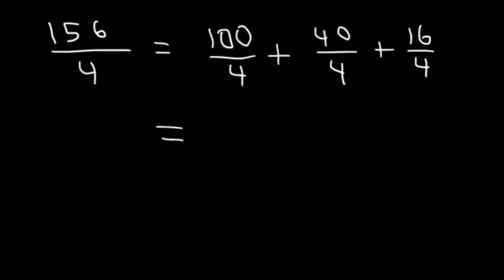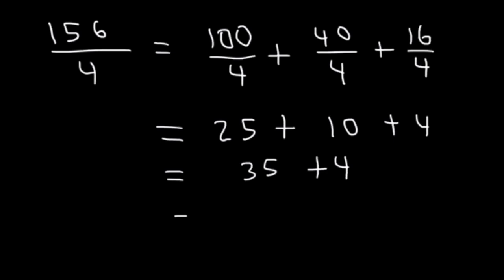Now how many times does 4 go into 100? You know 4 quarters is $1, so 100 divided by 4 is 25. 40 divided by 4 is 10. 16 divided by 4 is 4. Now 25 plus 10 is 35. 35 plus 4 is 39. So therefore, 156 divided by 4 is 39.